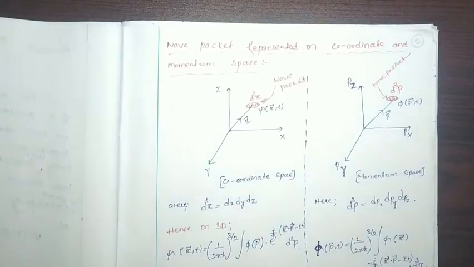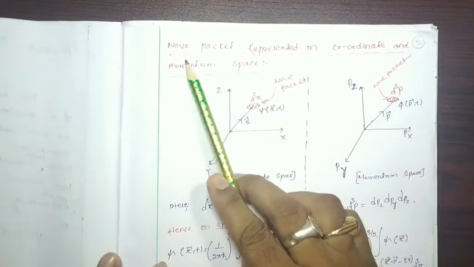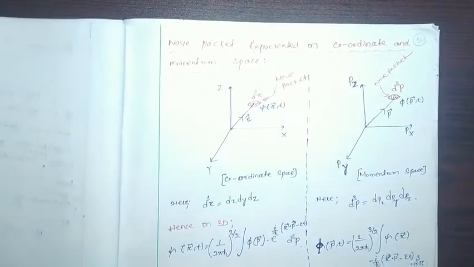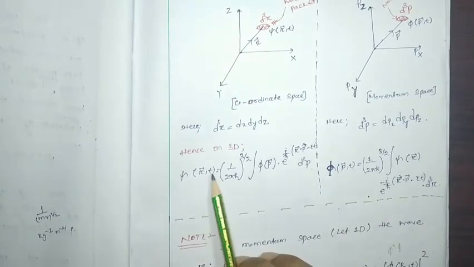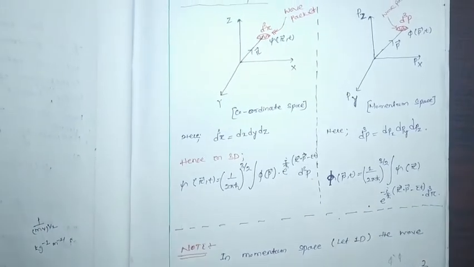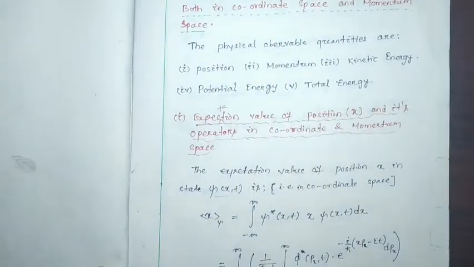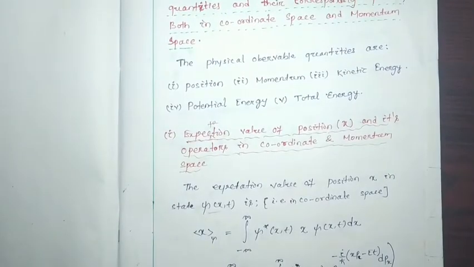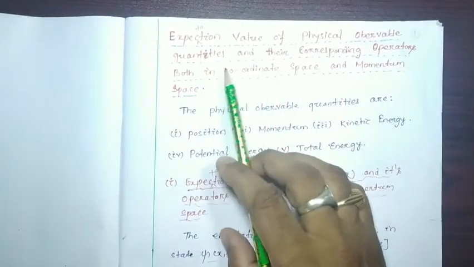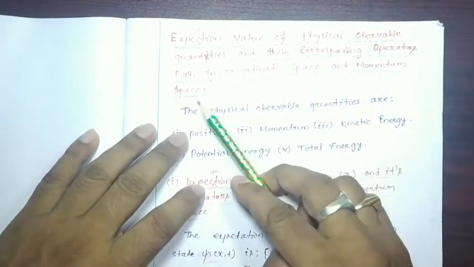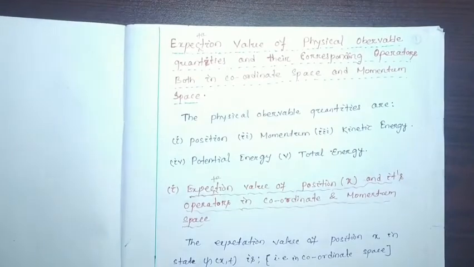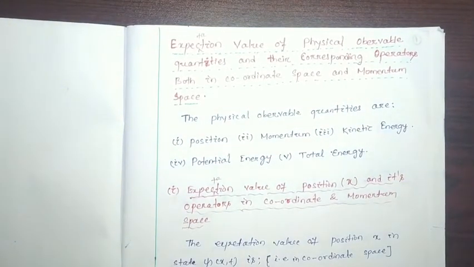So in our last class we discussed the representation of a wave packet in both coordinate and momentum space, and we found the corresponding wave functions in coordinate space and momentum space. Using both these wave functions, we found the expectation values of physical observable quantities and their corresponding operators, both in coordinate space and momentum space. In our last class we discussed only position and momentum.